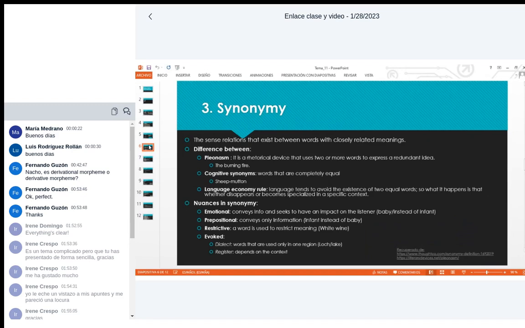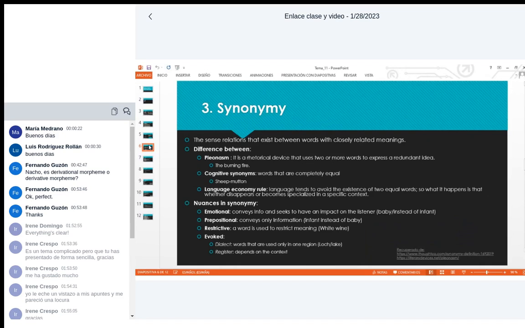This is the case, for example, of sheep and mouton. They both refer to the same thing. Mouton in French means sheep, but mouton is only used for very specific contexts, as for example regarding the fur of a coat, and sheep really refers to the general term. Then the nuances in synonymy could be emotional, propositional, restrictive, or evoked.